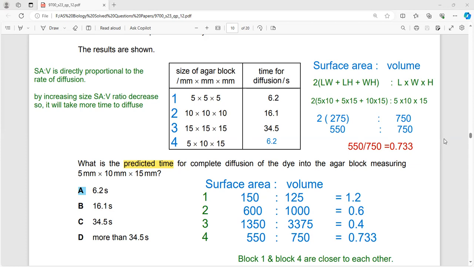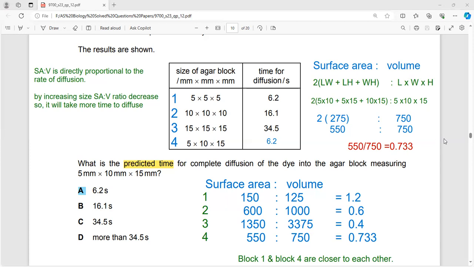In the same way, I calculated the surface area to volume ratio of block number 1, and I got 150 divided by 125, which is 1.2. In the same way, block number 2, I got 0.6. Block number 3, I got 0.4. And block number 4, I got 0.733. So in this way, if the surface area to volume ratio is 1.2, the rate of diffusion will take 6.2 seconds. Now, if you're increasing the size, you can see that the time is increasing.